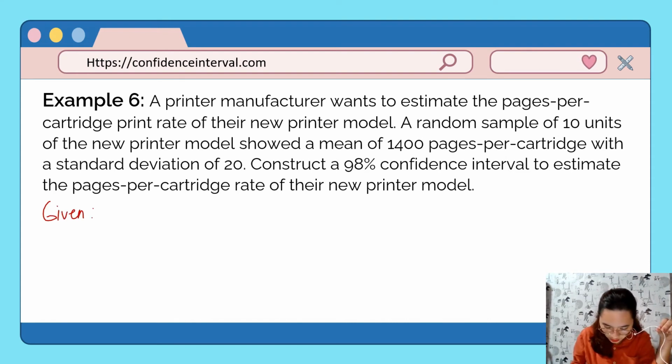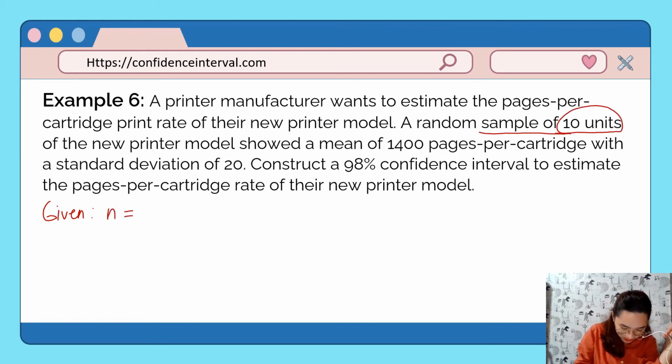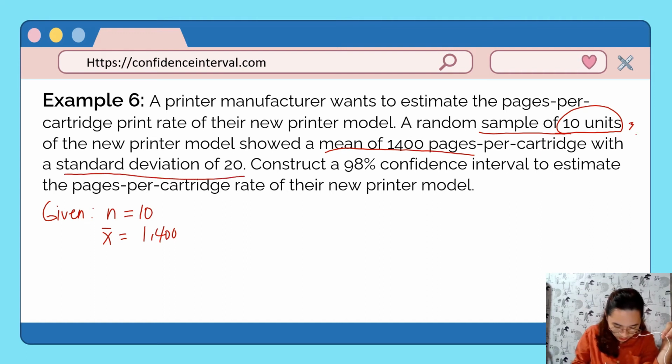Ayan. So, sabi dito, 10 units. So, that is your sample. The sample size is 10. With this sample, ang mean daw po is 1,400. So that will be our sample mean, 1,400. And sabi nga, ito ding sample, ang standard deviation niya daw po is 20. So, we have a sample standard deviation of 20.